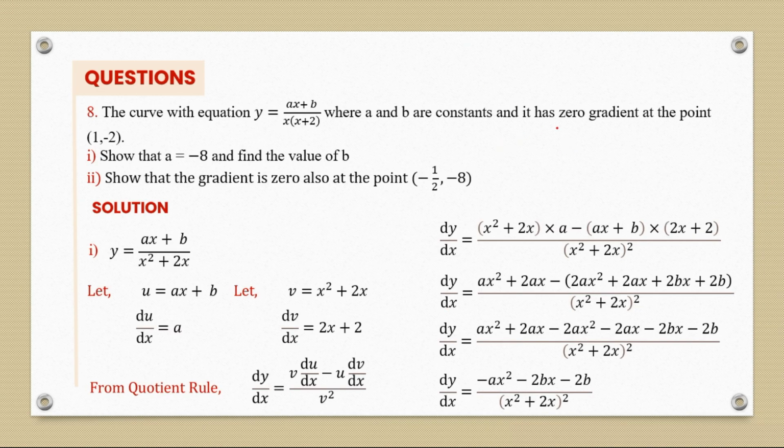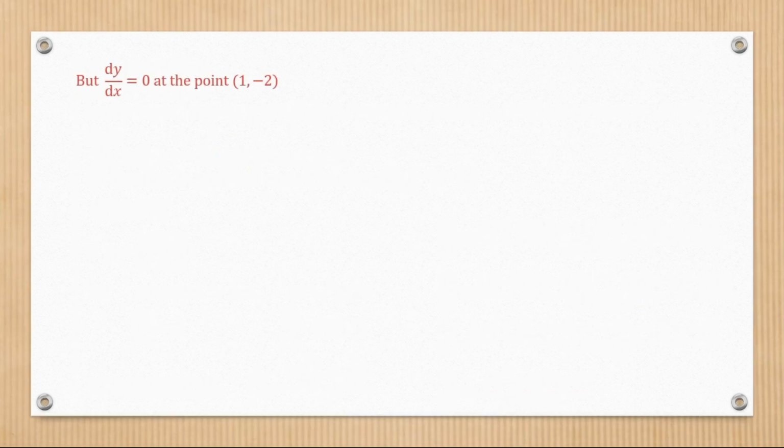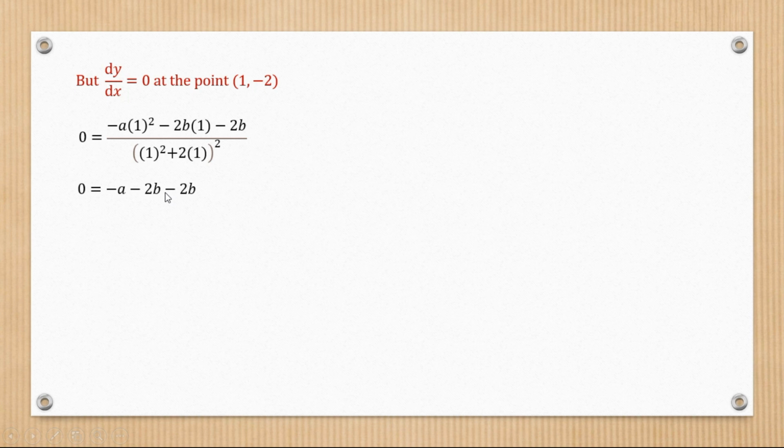Alright, but we've been told that the curve has a 0 gradient at the point (1, -2). So therefore, dy/dx is 0 at the point (1, -2). So now when I plug in the value of x, where there is x, I'll place this 1. This is what I'll have, and I'll equate everything to 0. So when I cross multiply, I'll have 0 being equal to negative a minus 2b minus 2b, which is the same as negative a minus 4b. And then if I pull out negative 1, I'll have 0 being equal to a + 4b. Alright, so I can have equation 1 as a + 4b being equal to 0.